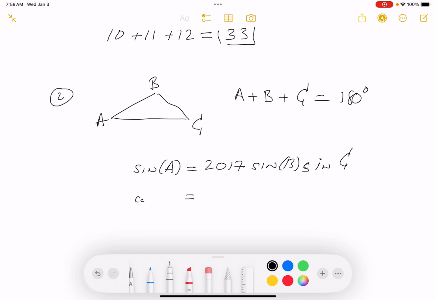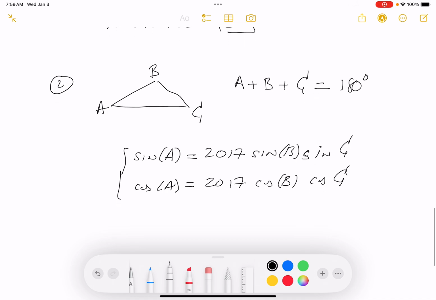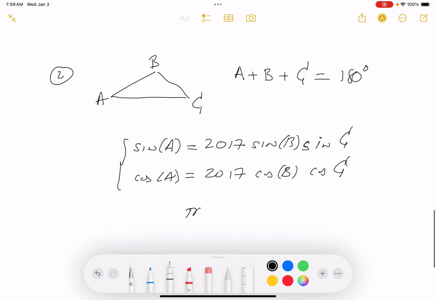And the cosine of A is 2017 cosine B cosine C. All right, I'm kind of looking at that. By the way, these are all givens. Of course, what are they asking for? They're asking for the tangent of A.